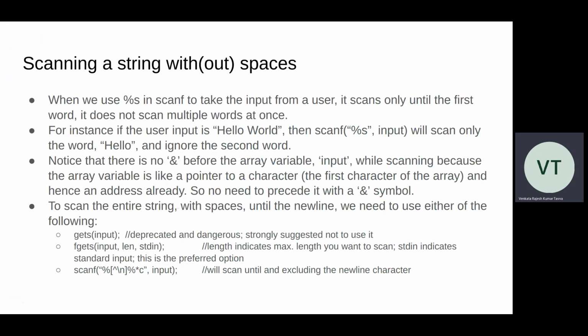Fine. The third option is scanf with this complex format specifier. So this is like a regular expression. What it says is read all characters up to, not including, newline. This caret symbol means exclude newline and read all characters, percentage star c. So don't worry if you don't understand, just remember it. This will work, this will do the job. So now let's use both methods, fgets and scanf.